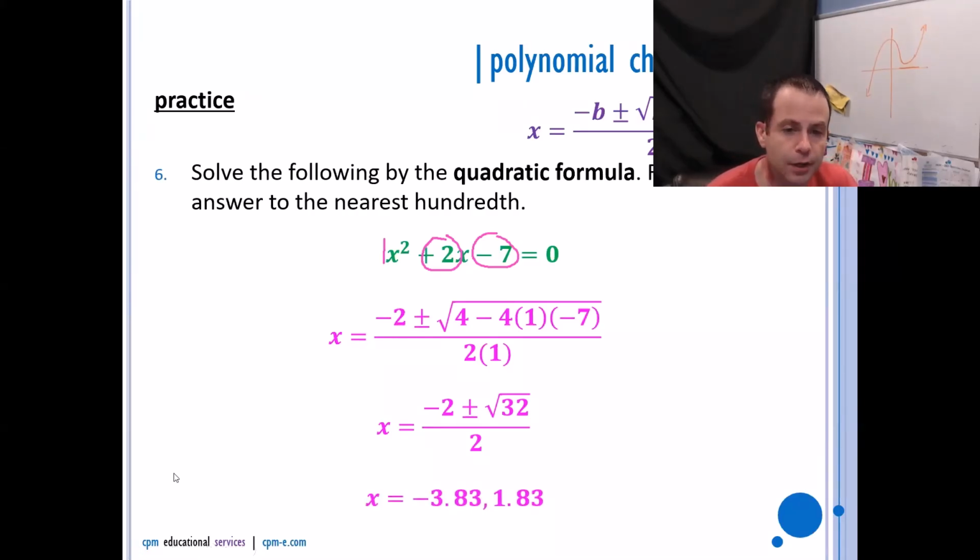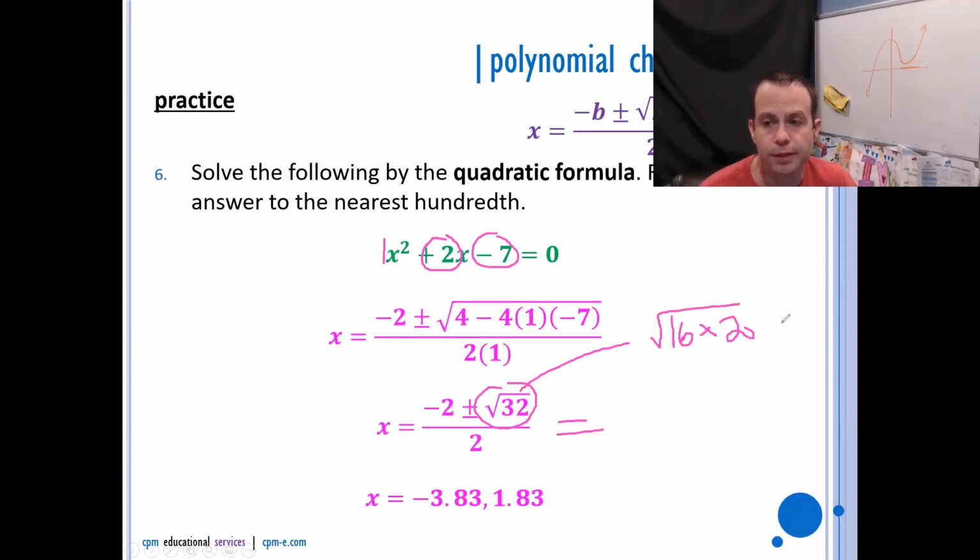But just to finish the conversation I was having, if you did have to simplify it, I'm looking at root 32 for a second, okay? And I'm saying, hey, that's 16 times 2. So I could write root 32 as root 16 times root 2, but then root 16 is 4. So I could simplify that to 4 root 2, okay?